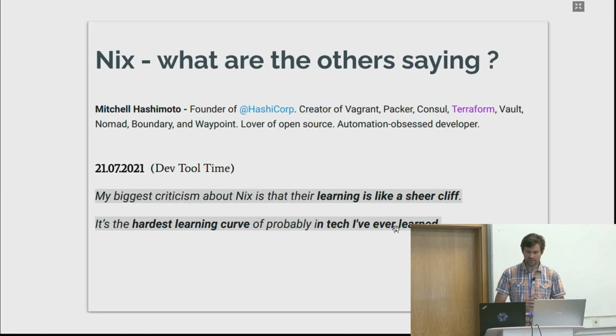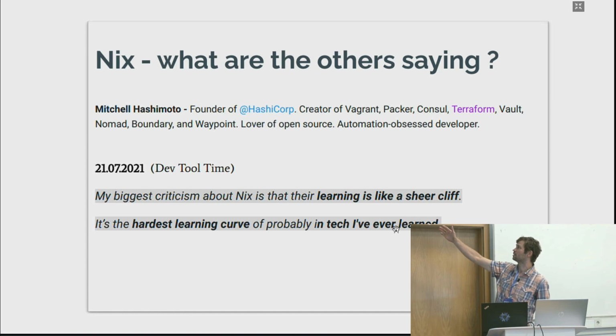So what are the others saying about Nix? I picked up a famous example from Mitchell Hashimoto, who is really not some random person from the internet. He's a very smart IT person, author of Vagrant, Packer, Consul, Terraform, Vault, Nomad, and heaps of other things. He's saying that the Nix learning curve is like a sheer cliff, the hardest learning curve probably in tech he ever learned. And this is from a person who knows really everything.